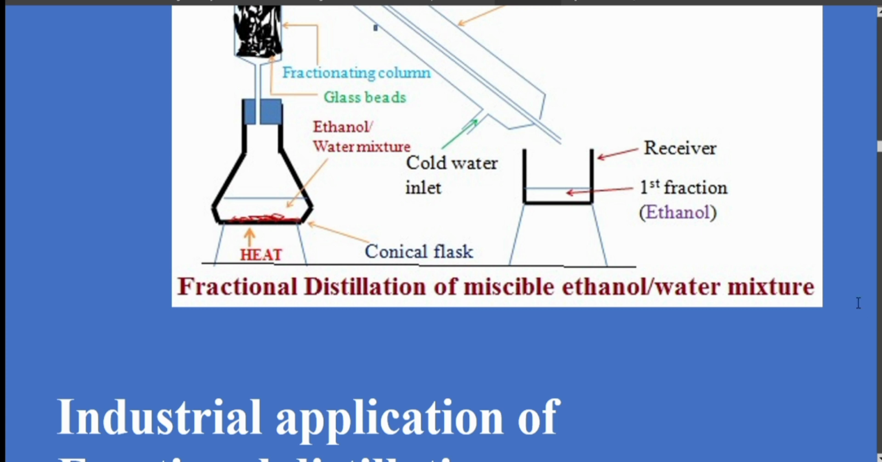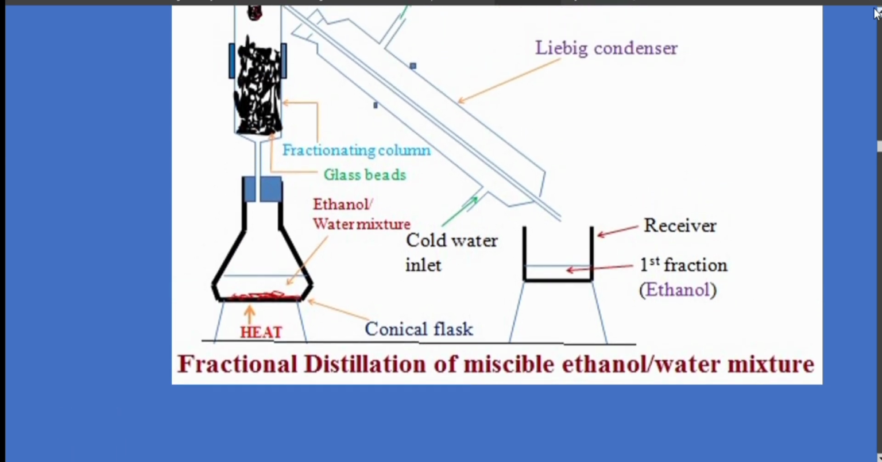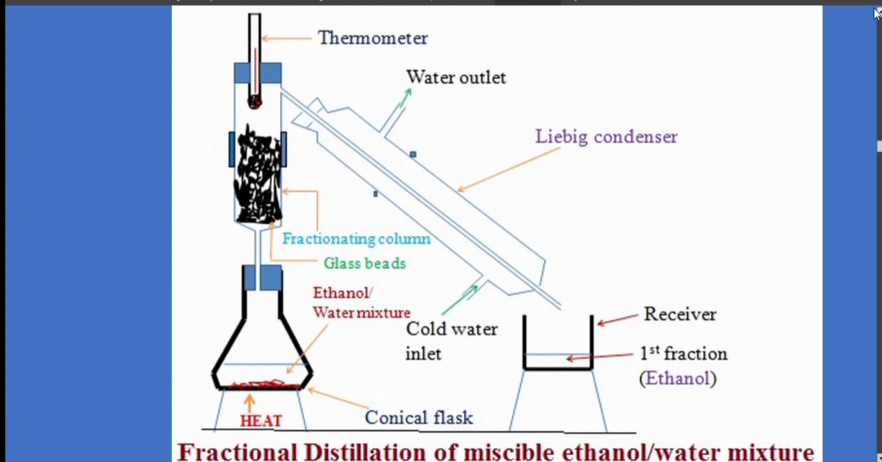So fractional distillation: this is the setup where I use miscible mixtures. You have the thermometer, you have the fractionating column, you have the Liebig condenser. But the fractionating column is not in the simple distillation, it is only found in the fractional distillation.